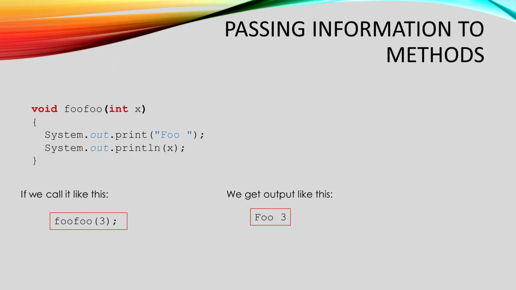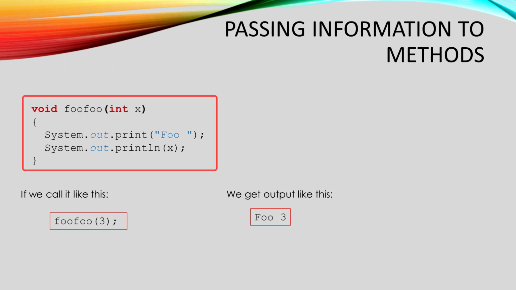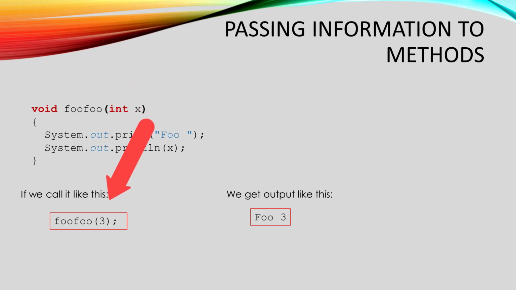Right. So, if we declare a method fooFoo to have an integer parameter named x, like this, we call it like this. When the call executes, the passing of information is kind of like an assignment statement. This will take the argument of 3 and store it in the parameter x. Then the statements in the method execute. When it tries to print out x, it goes and gets its value, which is the 3 we passed into it. So our output will be foo, and then the value of x, which is 3.